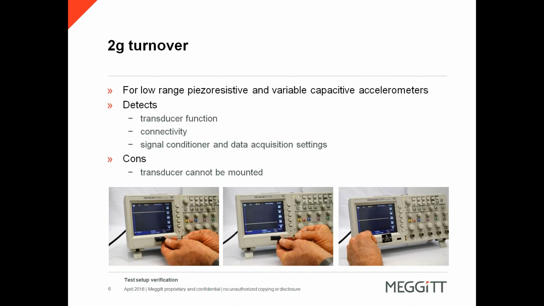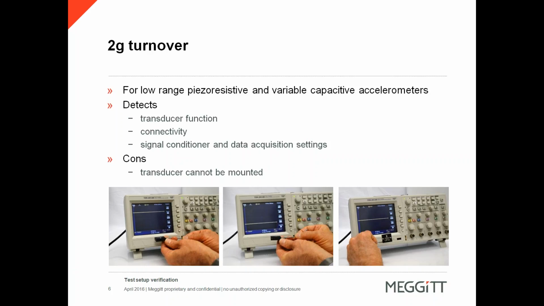The change by inversion creates a 2G difference between the two readings, as shown in the photos. This will validate that the transducer is connected, appropriate signal conditioning is being used, and the expected gain is set for the measurement.